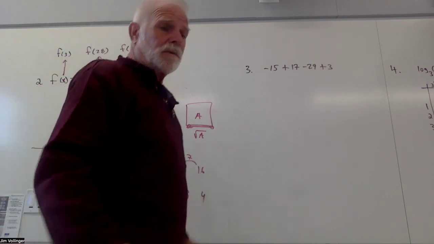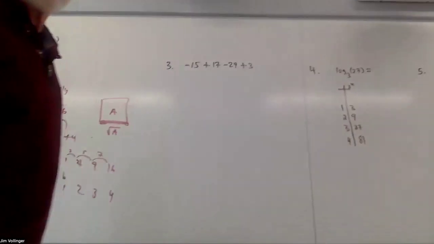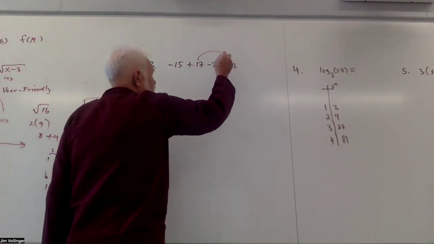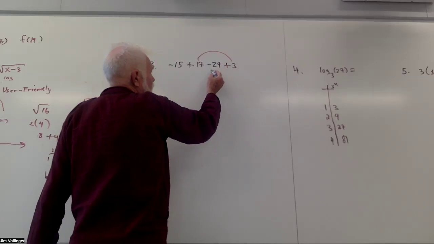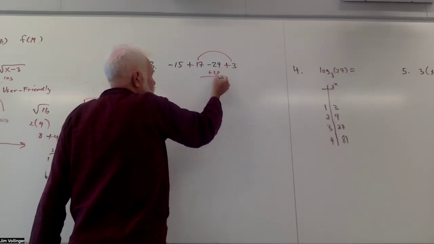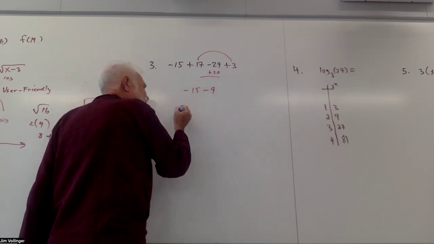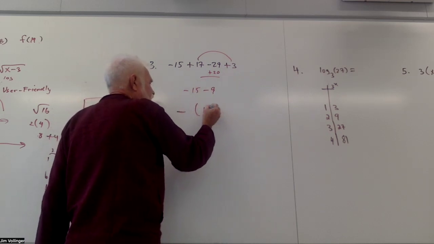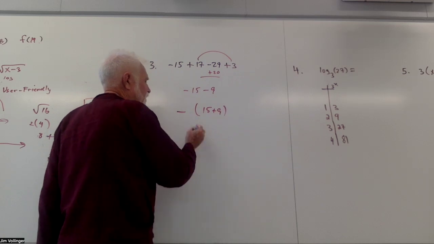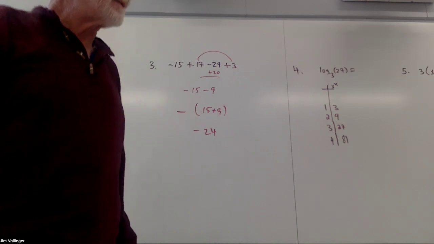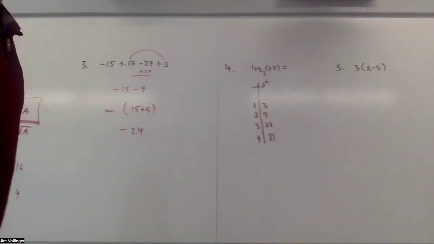All right, so what's the easiest way to do this calculation? You can do calculations many different ways. I think I immediately see 17 plus 3 is 20. And if I put 20 with minus 29, I get minus 9. Minus 15, minus 9 is the same thing as the opposite of 15 plus 3. All right, so minus 24. You should have already learned that in your pre-algebra classes, hopefully elementary school as well.